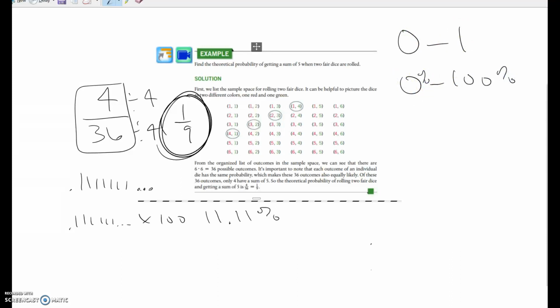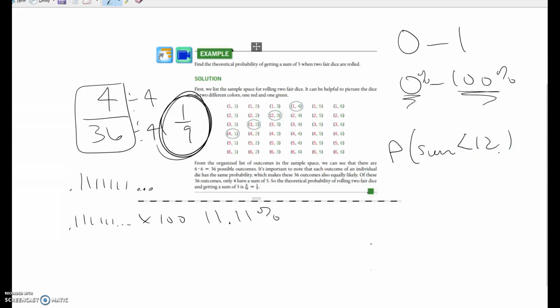So your probability, the best it can be is 100% chance of winning. The worst it could be is for sure not winning, which is 0, and then everything in between. Can't have negative luck, so to speak. So say I want, what's the probability of having a sum less than 12?